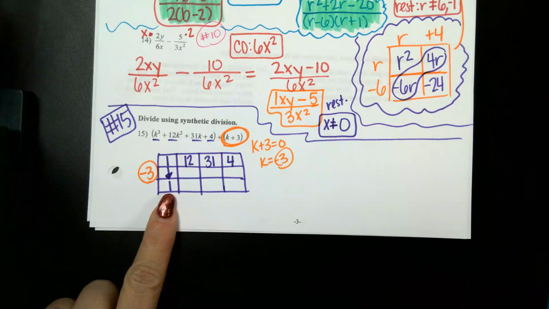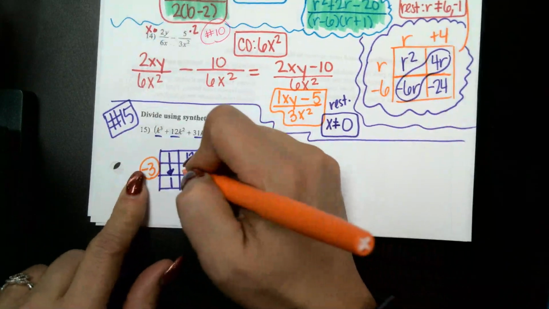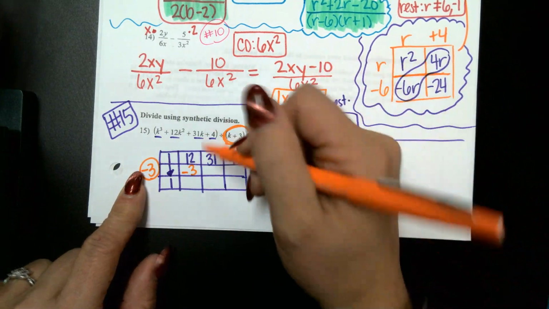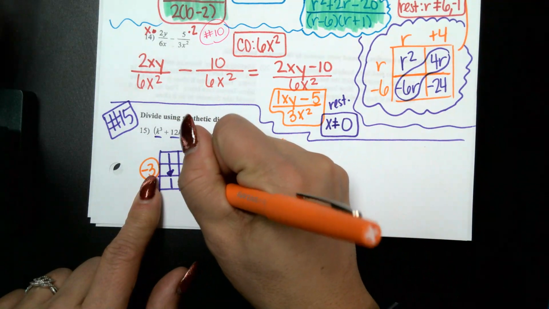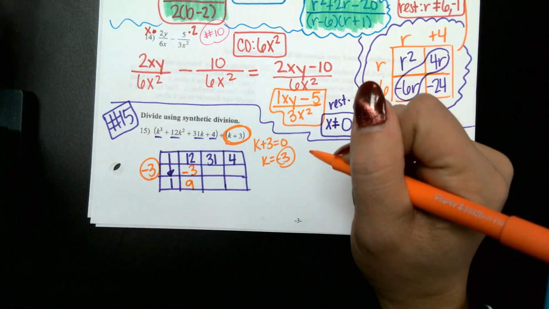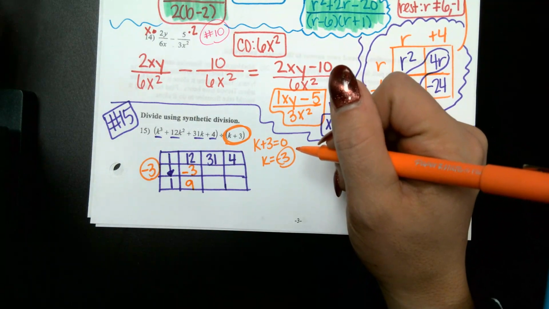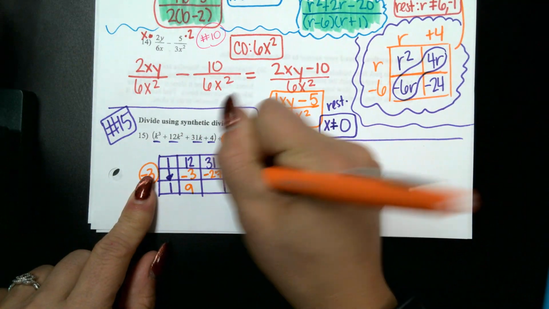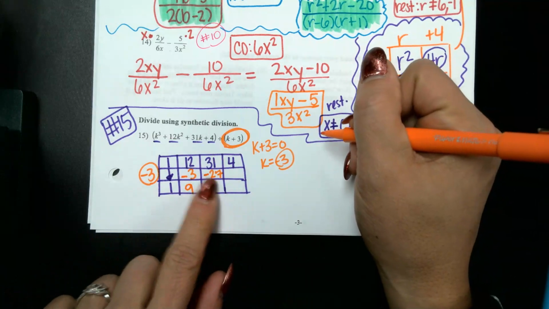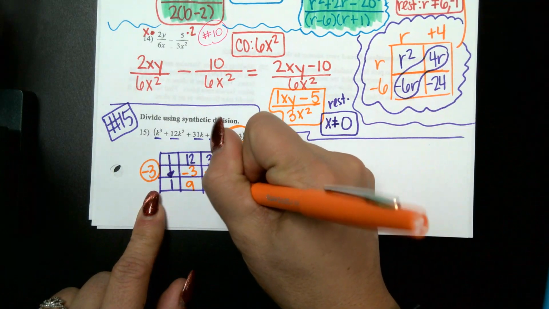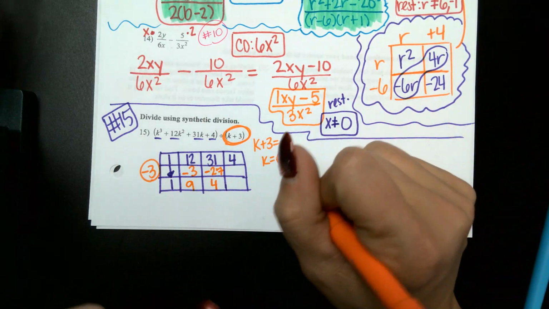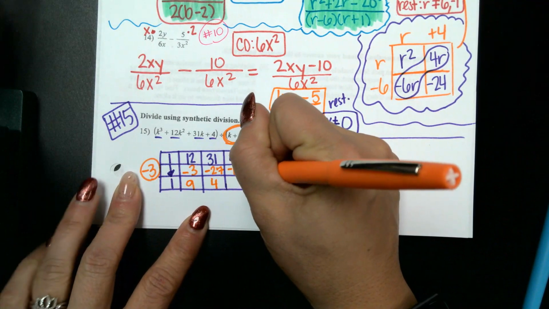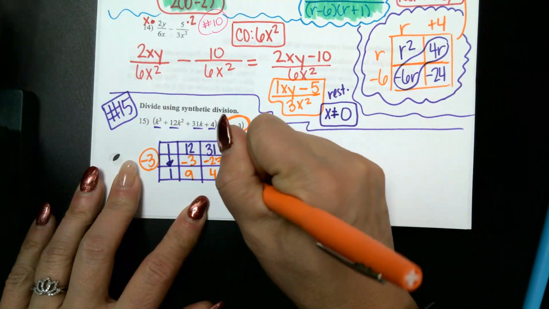So remember, we do bottom number times the negative 3. So it's negative 3. And then you add going up and down. And it'd be 9. And then you do the 9 times the negative 3. Negative 27. And 31 minus 27 is 4. 4 times negative 3 is negative 12. And the remainder will be negative 8.